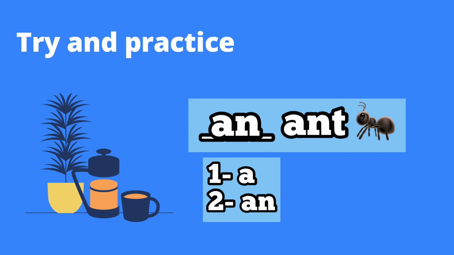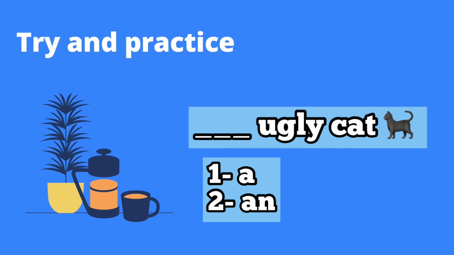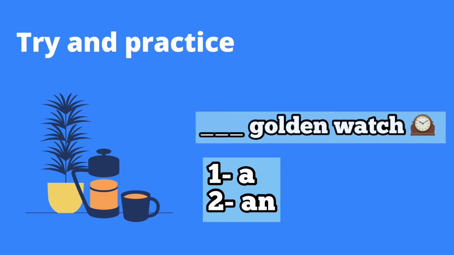Excellent! The word ant starts with a vowel sound, so we have to say an ant. The word number 2 is ugly cat. Perfect! Again, because the word starts with a vowel sound, we have to say an ugly cat. An ugly cat. Alright, number 3 is golden watch.